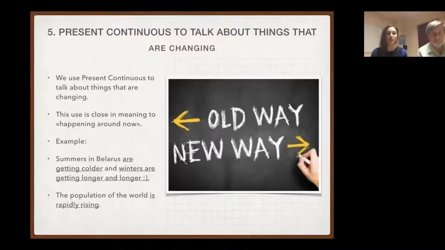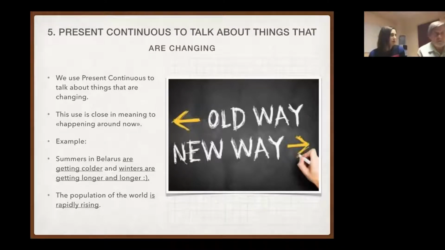Or we can say the population in the world is rapidly rising. Also, it doesn't happen immediately. We need a period of time to see the changes, and it's about the society in general.